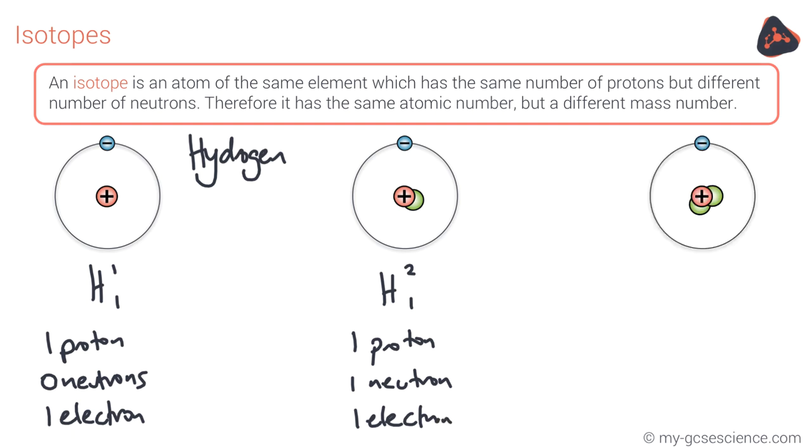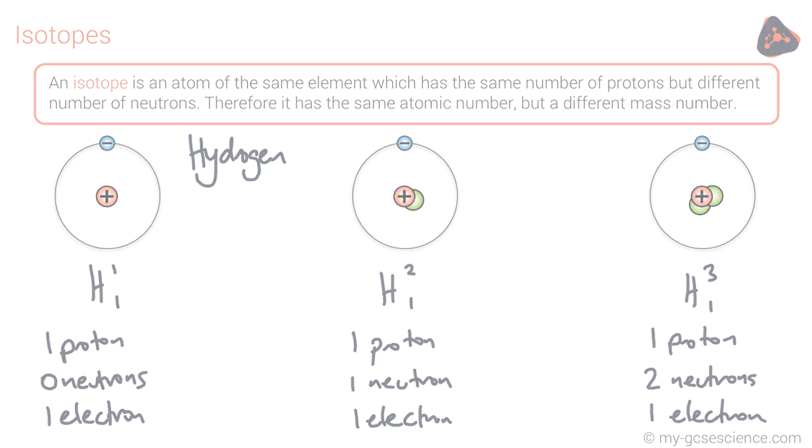There's a third isotope of hydrogen. This one's called tritium. It has one proton and one electron, but it has 2 neutrons, which makes its mass number 3. So you can see, for the same element, we can have different versions of the atom. As long as they have the same number of protons, it's still the same element. But if they have different numbers of neutrons, it gives the element different mass numbers, and that makes them isotopes of the element.